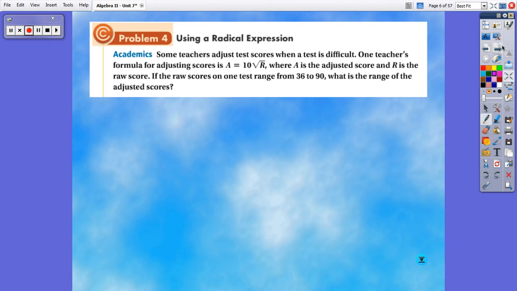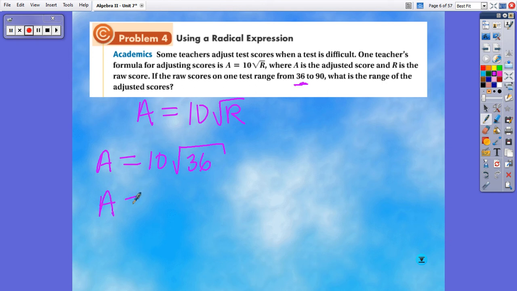One teacher's formula for adjusting scores is a equals 10 root r, where a is the adjusted score and r is the raw score. If the raw score on one test ranges from 36 to 90, what is the range of the adjusted score? So you're going to start with the formula. We know the formula is a equals 10 root r. You're going to start with the low end of the range first. So the low end is going to be a equals 10 times the square root of the low raw score, which is 36. So this one's pretty easy.